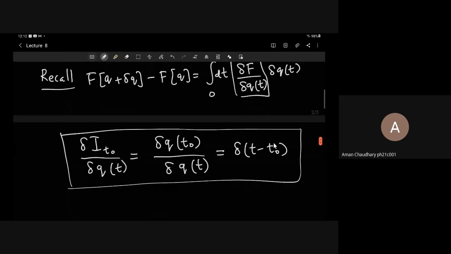Okay. Quick question: how many of you have never heard of the Dirac delta function? One.